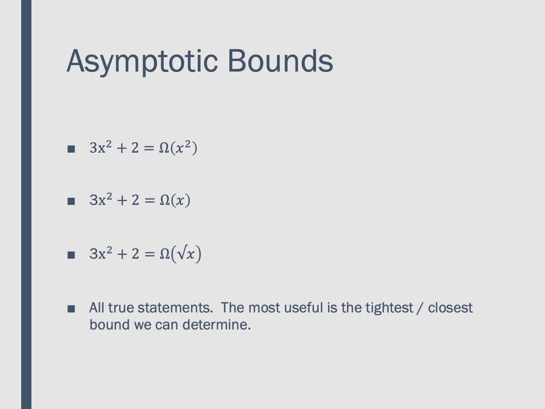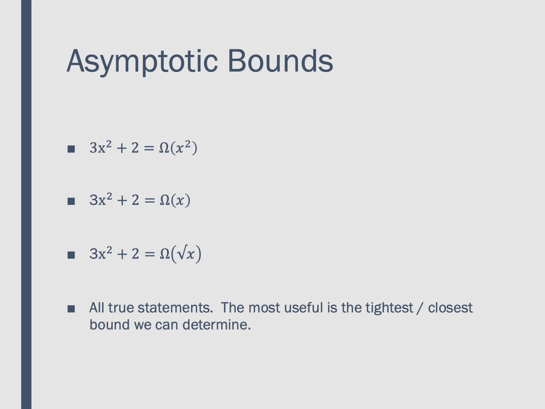So the third one is 3x² + 2 = Ω(√x). Again, this is a valid statement because x² grows much faster than √x. However, this is an even looser bound and not very informative for analyzing the function.